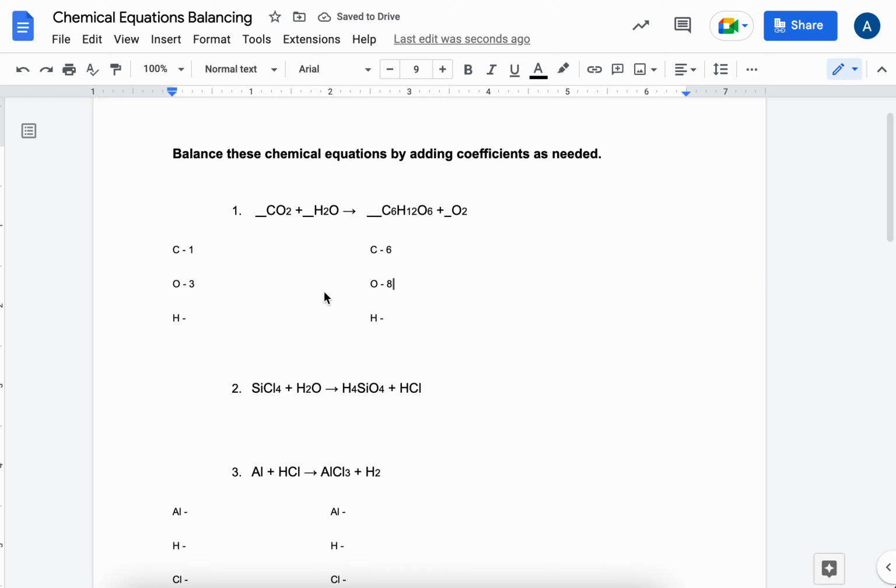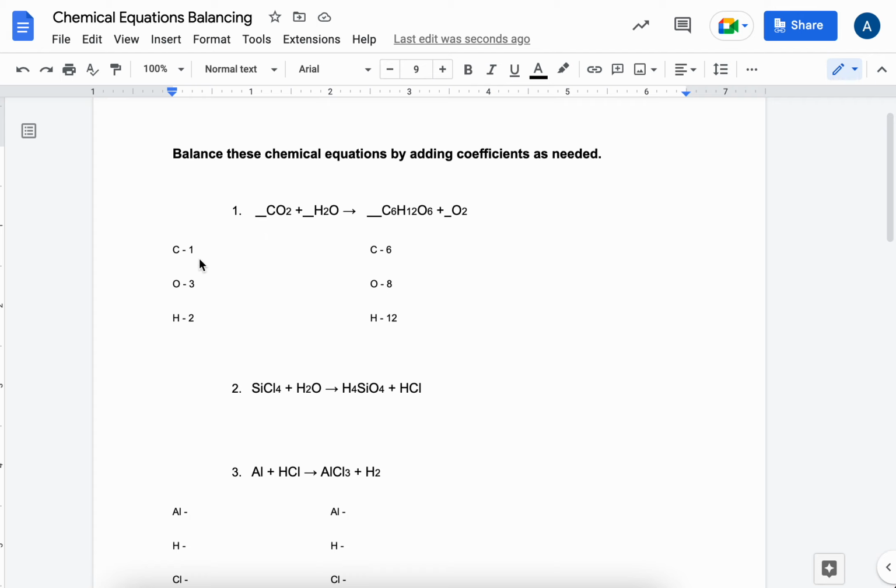So definitely oxygen is going to take some balancing. And last but not least, you see 2 hydrogens and 12 hydrogens in this honkin' molecule over here. By the way, this is one of Miss Duncan's favorite reactions. This is photosynthesis.